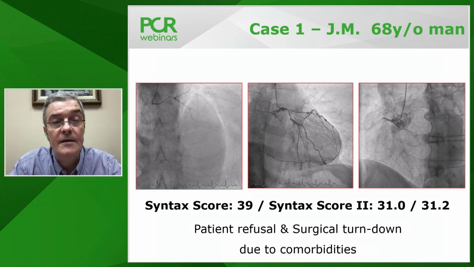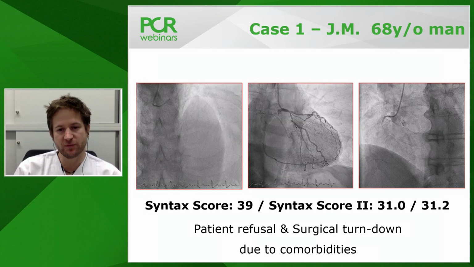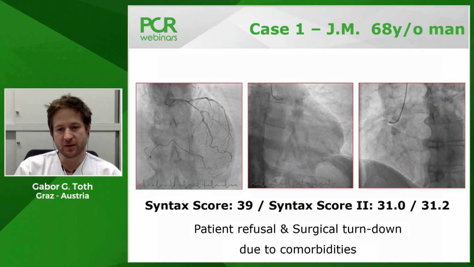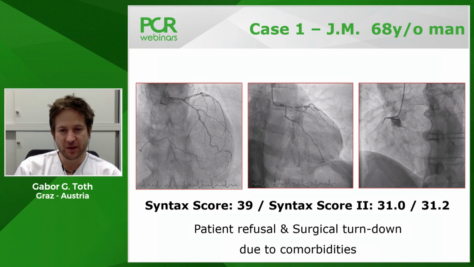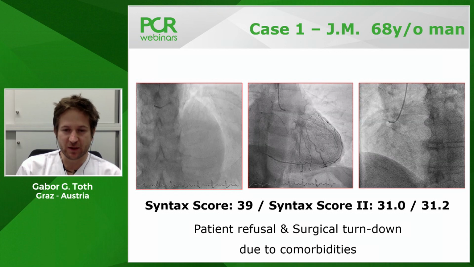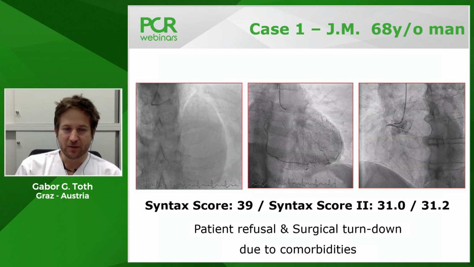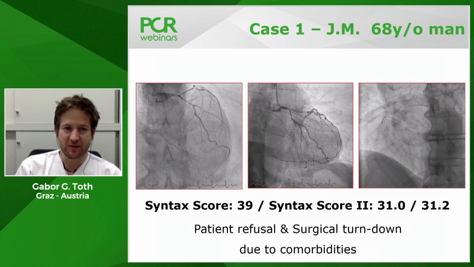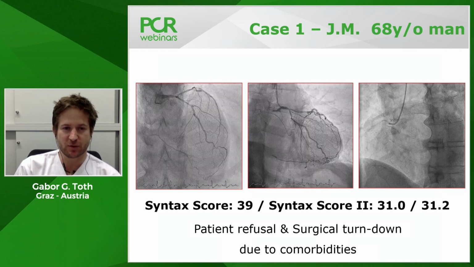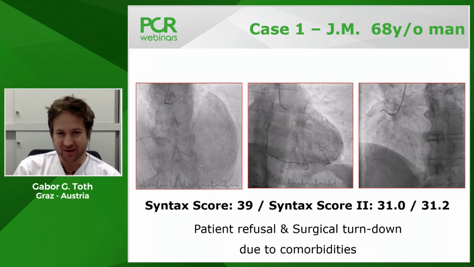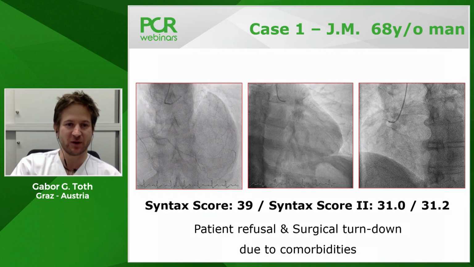Gabor, what was your decision? What was your thinking? Yeah, so actually our consideration was the following: while the CTO of the right has a chance that you need a retrograde approach, which would be, I think, too risky through this very diseased left main and LAD. On the other hand, we expected that treating the left main is a complex procedure, but we are not expecting occlusion or much problem from the PCI itself.